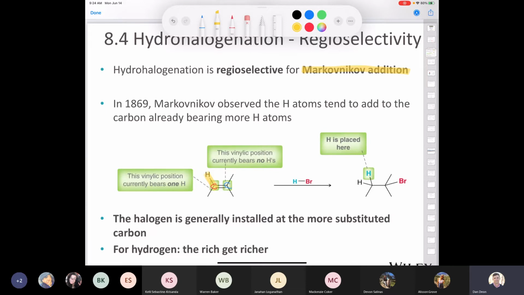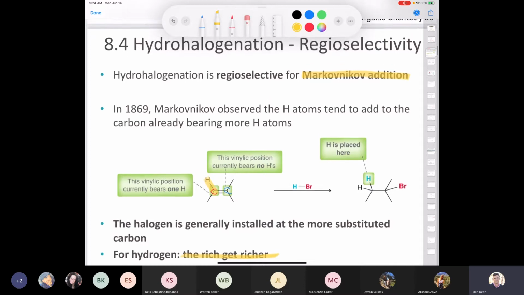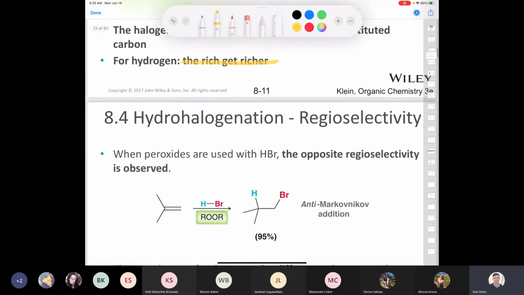So whichever one is richer in hydrogens, that's the one that takes the hydrogen from your hydrogen halide. And the other carbon is going to get the halogen. And that's what we call Markovnikov addition. Again, the rich get richer. The carbon that is richer in hydrogens is going to take the hydrogen, and the other carbon is going to take the halogen. Now, if you're wondering why is that, is there a good reason for that? Absolutely there is, and we'll talk about that in a few minutes.